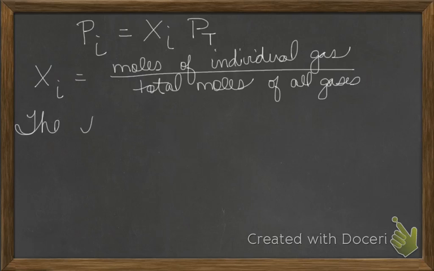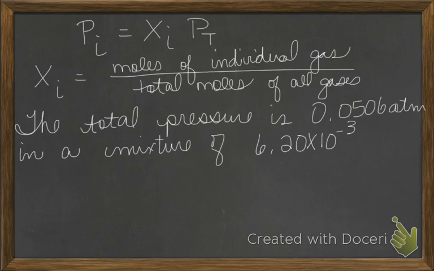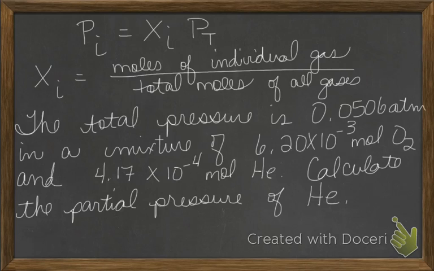Let's say that the total pressure is, let's look back and see what it was, 0.0506 atmospheres in a mixture of 6.20 times 10 to the minus 3 moles of oxygen and 4.17 times 10 to the minus 4 moles of helium. Let's calculate the partial pressure of helium. Okay, we're going to calculate the partial pressure of helium.